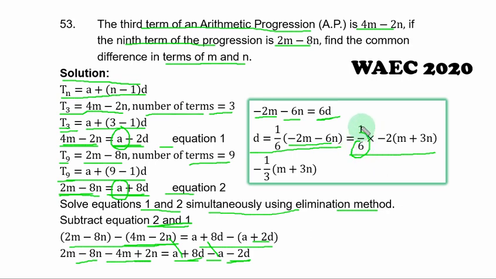So you have 1 over 3 times this. That is minus bracket open m plus 3n, which can be written as minus 1 over 3 bracket open m plus 3n bracket close, as the common difference in terms of m and n.